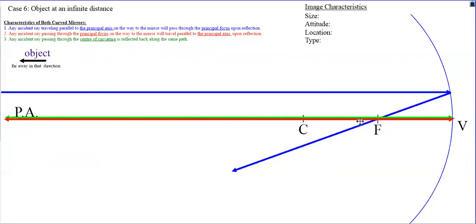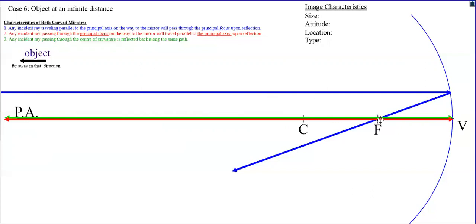Well, that just means I'm reflecting the red line back down its original path, which also means I'm more or less overlapping with rule number 3, the green light ray. Any light ray that's traveling through the center of curvature is just going to reflect back down its original path. So really, I just have a whole bunch of intersecting light rays going through each other, and all the reflected light rays are going to collide and intersect at the principal focus.